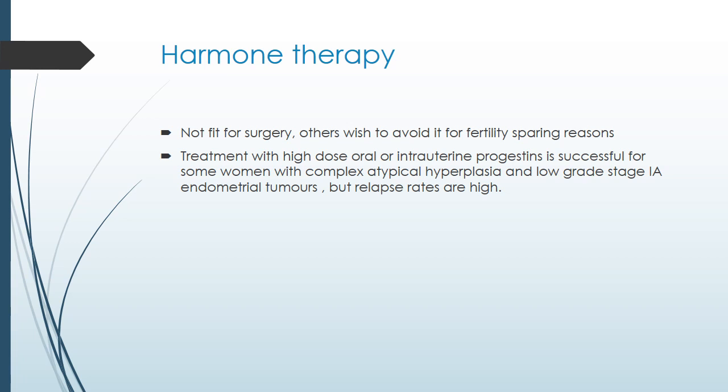There is also one option which is called hormone therapy. This is for those who are not fit for surgery. Others wish to avoid surgery for fertility sparing reasons, like premenopausal ladies. Treatment with high dose oral or intrauterine progestins is successful for some women with complex atypical hyperplasia and low grade stage 1A endometrial tumors, but relapse rates are high.